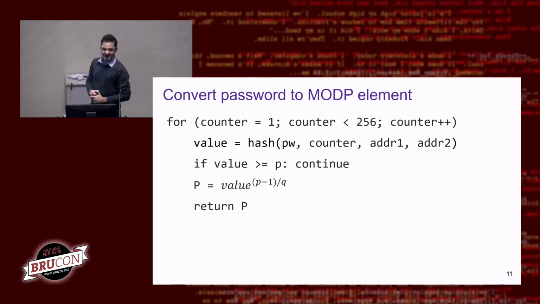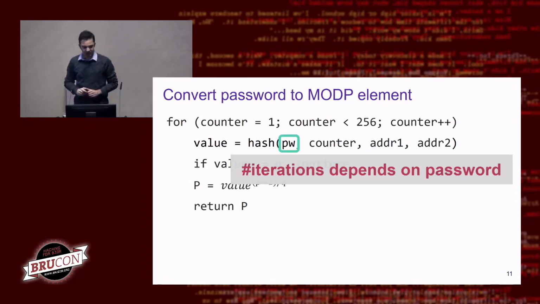Now, my question here is, what is wrong with this algorithm? Based on this description, you can already see what will go wrong. The problem here is that if we look at the password, we can see that the password will influence how many iterations are needed to convert the password into this group element P. For example, for password A, I might immediately get a value that is smaller than P, and I might immediately find the group element here.